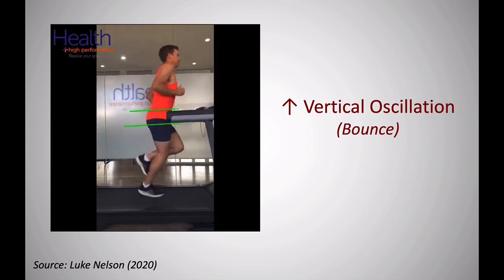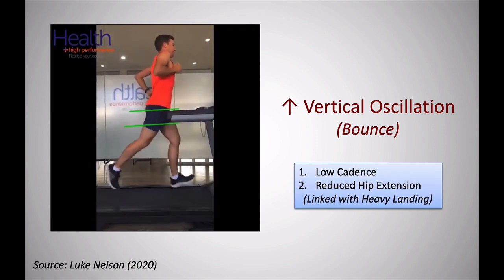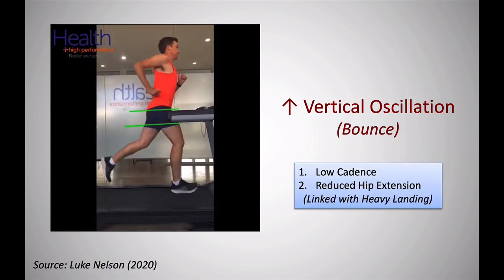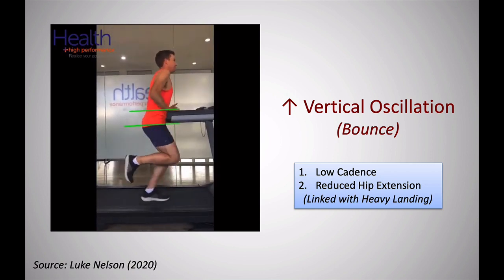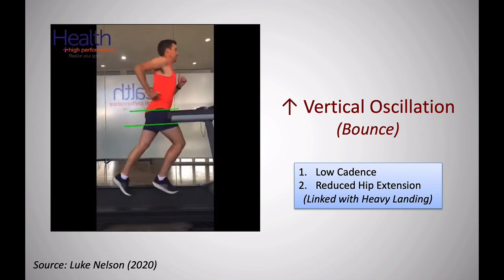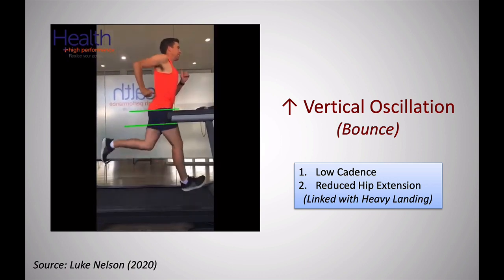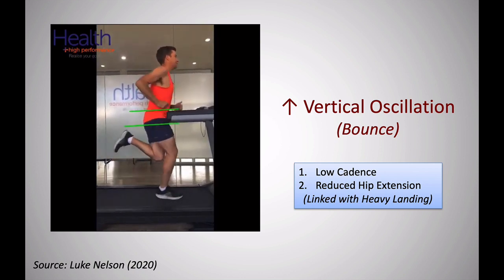So when you're overstriding, normally you overstride or you jump up and down because of two reasons. Your cadence is too low, or you have reduced hip extension. So if that is the reason, you're more likely to go up and down. So instead of running, what you're doing here is you are jumping up and down.